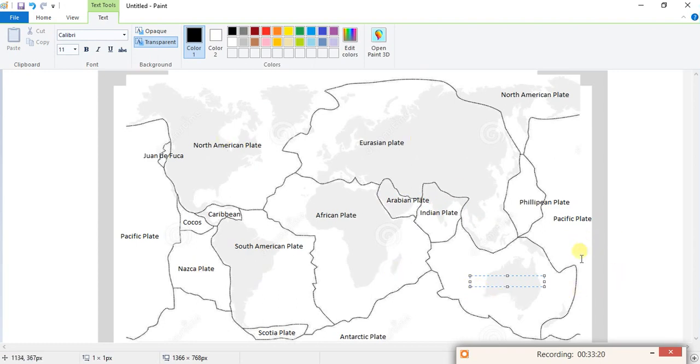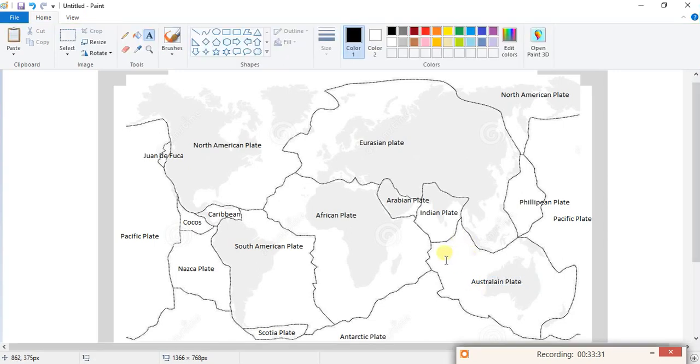Wait, there's no either. Australian plate. And I think we got all 15. 1, 2, 3, 4, 5, 6, 7, 8, 9, 10, 11, 12, 13. Oh, I think I missed one. Okay, no, there are 15 there. Okay, we're good. So make sure you have all those. You will be tested on those. You will have to be able to write them in the right locations for the quiz.